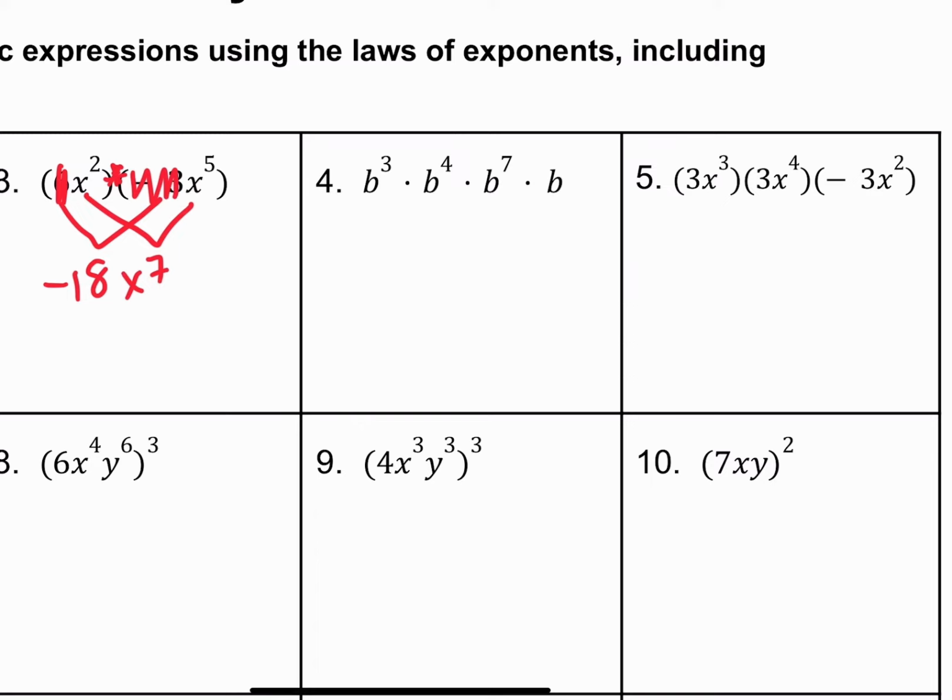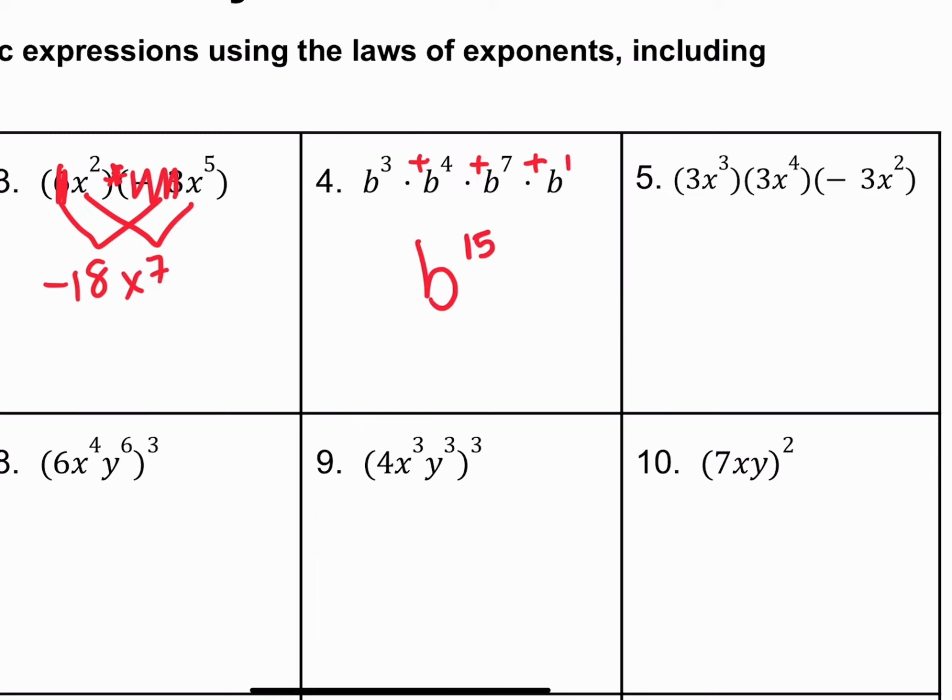Number 4, again, you would just multiply all of these, but remember that that means that you're adding up all the exponents together. And that would be 3 plus 4 plus 7 plus 1. That would be 15 on your calculator, so that would be b to the 15th power.